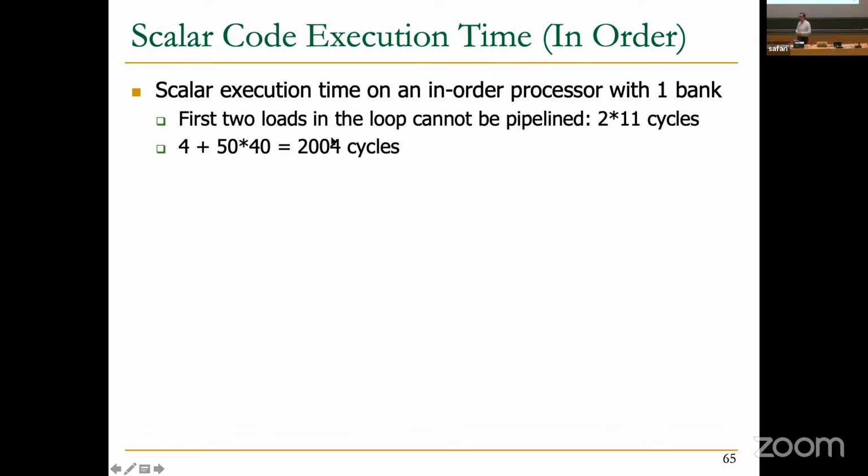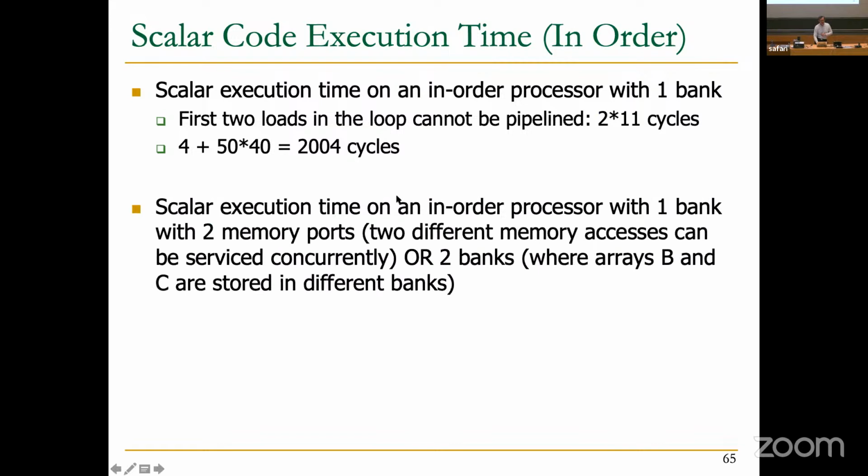Okay, we're going to reduce this with vector processors. But you could reduce this actually if you have an in-order processor with a better memory system. Let's take a look, in-order pipeline processor. So scalar execution time on an in-order processor with one bank, but 2 memory ports, such that 2 different memory accesses can be serviced concurrently, or 2 banks where arrays B and C are stored in different banks.